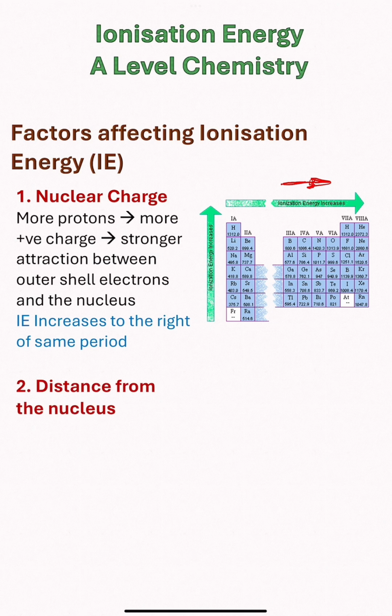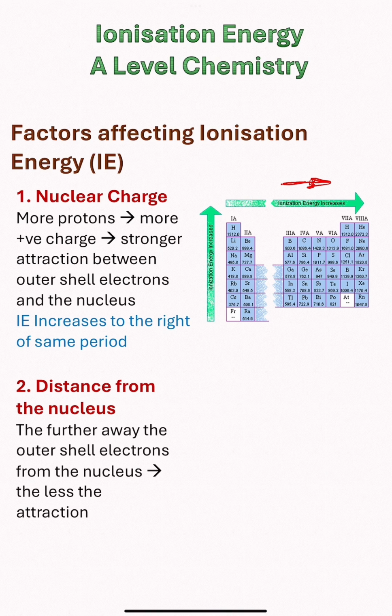The second factor is the distance from the nucleus. The further away the outer shell electrons are from the nucleus, the less attraction there will be between the outer shell electrons and the nucleus. And you can see this effect along the same group. So ionization energy will decrease down the group because as you go down the group, the outer shell electrons will be further away from the nucleus. So the ionization energy will decrease because the outer shell electrons will be less attracted to the nucleus.